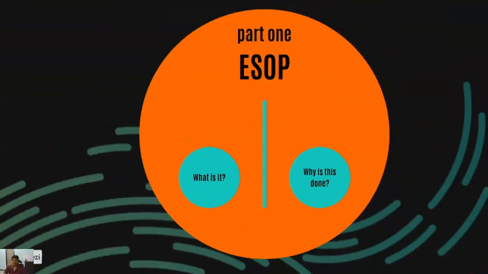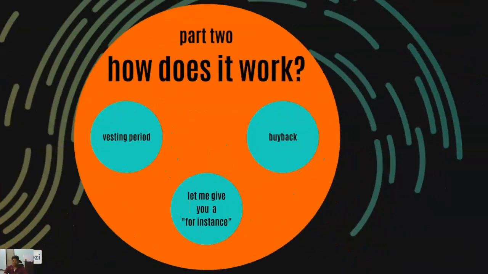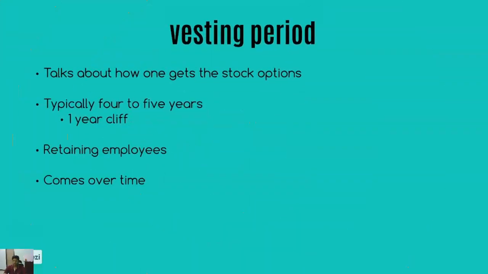So these ESOPs, they are given for a certain amount of time, which is what we will see in part 2 in the vesting period. So basically, these vesting periods talk about how an employee gets these stock options. For example, once they join the company, or once they're there for 2 years, or if they're there for more than 5 years. The thing is, these vesting periods can last up to 4 to 5 years.